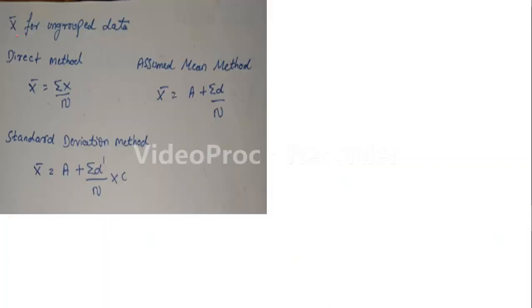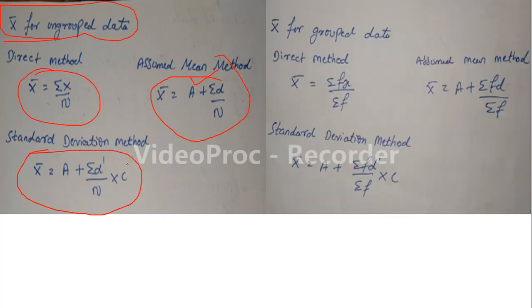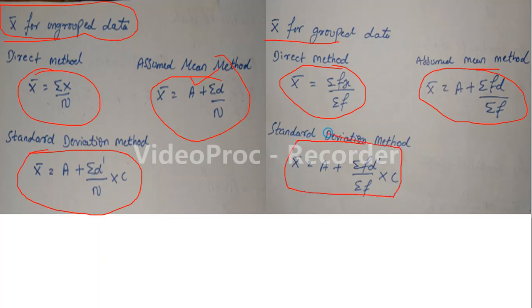Here you can go through the formulas also. Mean for ungrouped data: direct method, x bar is equal to sigma x upon n. Assumed mean method or shortcut method, x bar is equal to a plus sigma d divided by n, where a means the assumed mean. Step deviation method, x bar is equal to a plus sigma d dash divided by n, into c. For grouped data, the direct method is sigma fx upon sigma f. Assumed mean method, x bar is equal to a plus sigma fd divided by sigma f. Then step deviation method, x bar is equal to a plus sigma f d dash divided by sigma f, into c. So these are the formulas to find the arithmetic mean for ungrouped and grouped data.